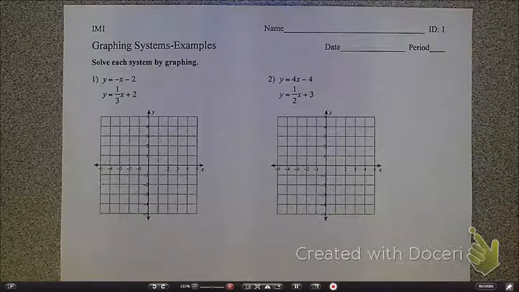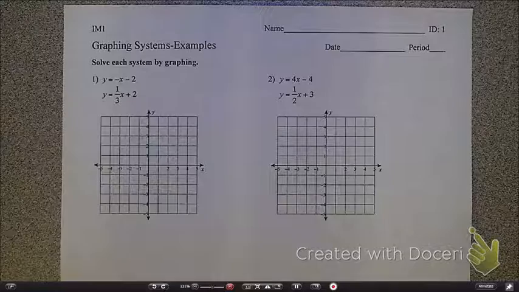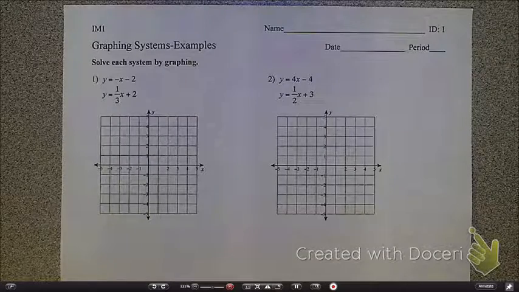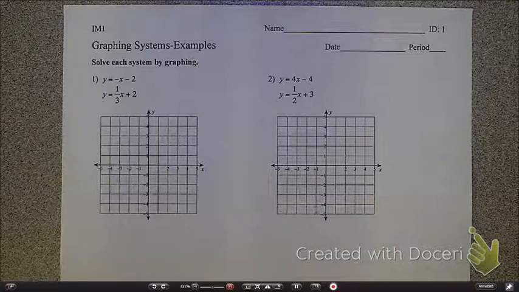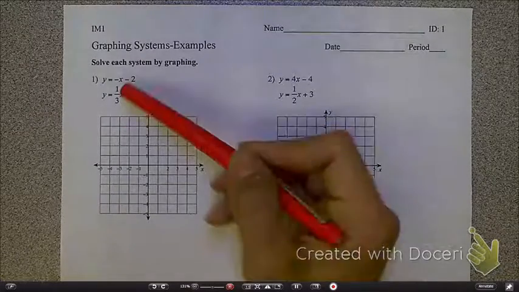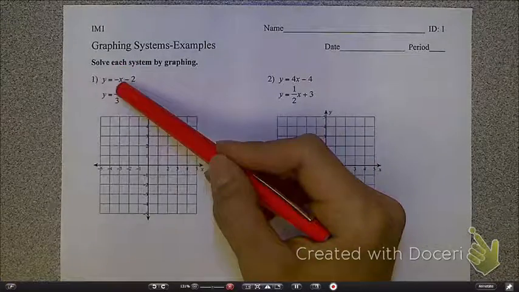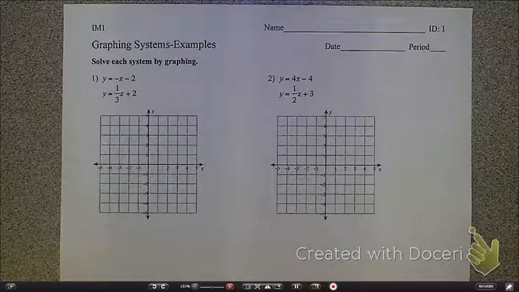Okay guys, so today what we're going to be learning about are systems of equations. Okay, what is a system of equations? Well, a system of equations is a collection or a set of two or more equations involving the same set of variables. So for example, here is a set of equations and they both have the variables x and y. That would be considered a system of equations.